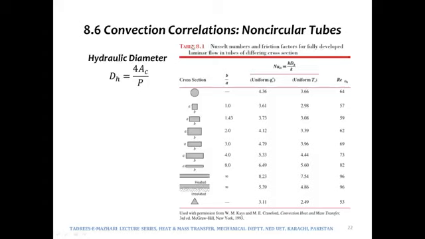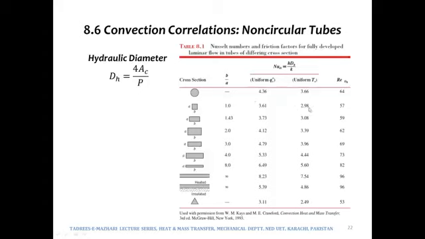So it is table 8.1 of our book, and it says the Nusselt numbers and friction factors for fully developed laminar flow in tubes of differing cross sections. So we have just seen that in the case of uniform heat flux, Nusselt number would be having a value of 4.36, whereas the Nusselt number would be having a value of 3.66 if it is a constant temperature case.